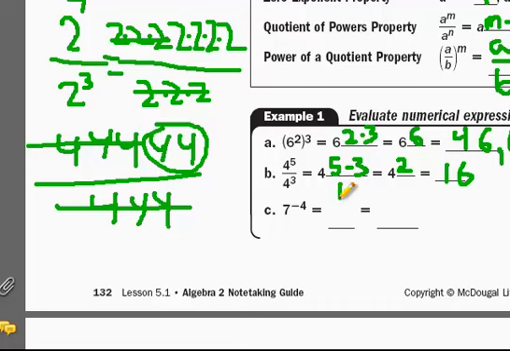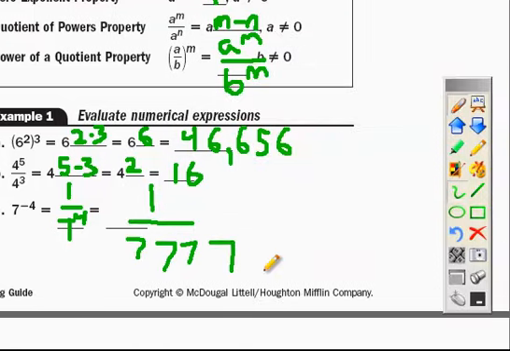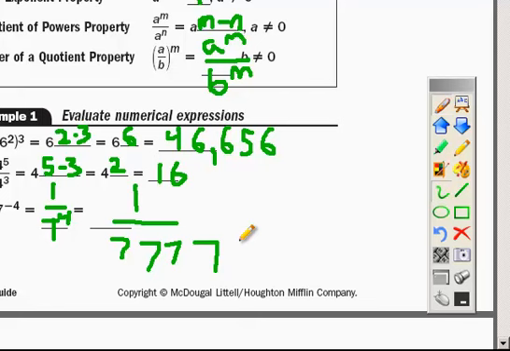7 to the negative 4 would be 1 over 7 to the 4th, which is going to be 1 over 7, 7, 7, 7, or 1 over 2401. Okay, and you leave that in fraction form.